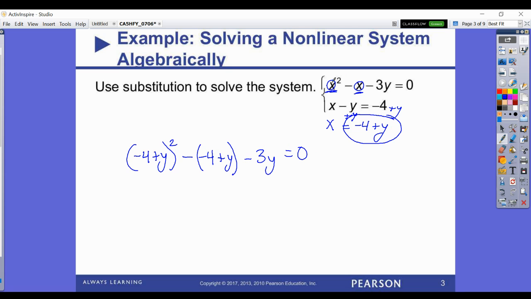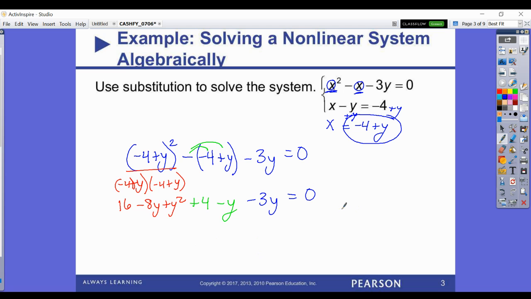Now you can see when I substitute that in, my only letter left is y, so I need to solve this. We have a binomial squared here, so make sure you do (-4 plus y) times (-4 plus y). If you know the shortcuts, you can do that, but take your time and don't skip steps. So we get 16 minus 8y plus y squared for this first term. And then we're going to do the minus and distribute the minus, so that's +4 minus y. And then just writing out the rest of the problem.